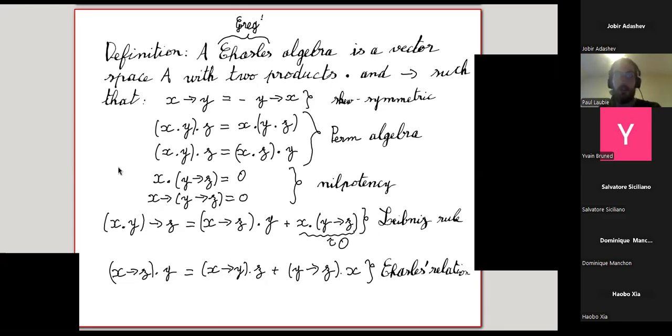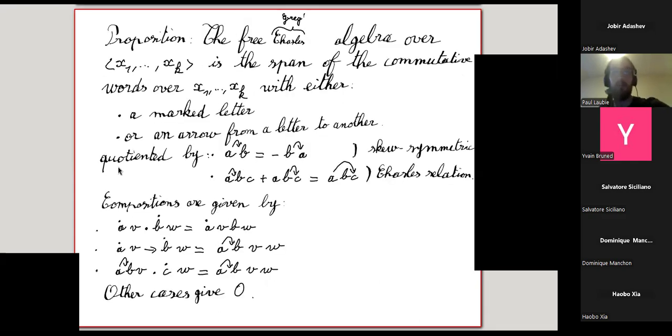And those algebras are quite nice because we can give a combinatorial description of the free algebra over this operad. Indeed, the free Greg dual algebra over a set of letters is a span of the commutative words over those letters with two possibilities. Either we mark the letter, same as in the permutative case, or we have an arrow from a letter to another letter. However, we need to quotient by some relations. The first relation is the skew symmetry of the arrow, and the second relation is exactly the Schar relation.